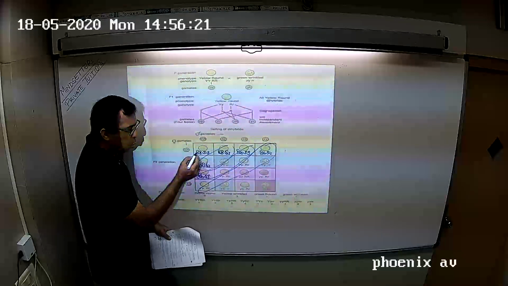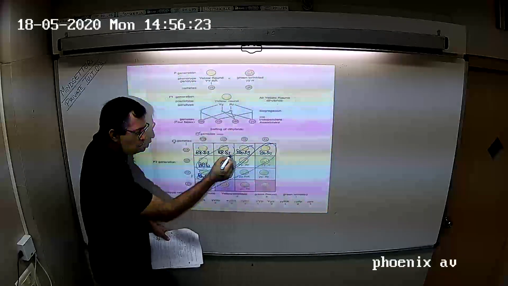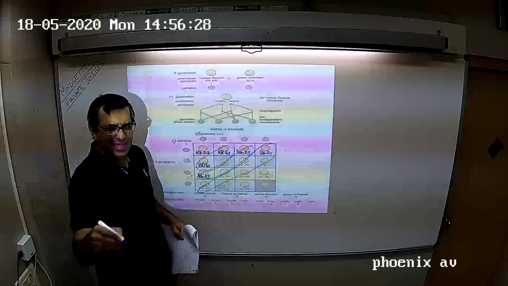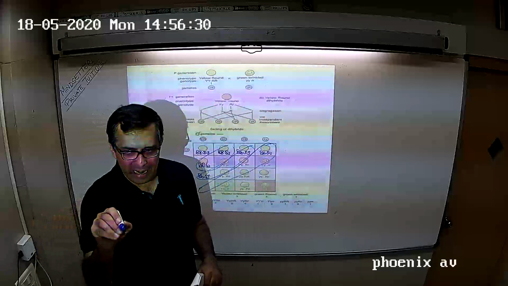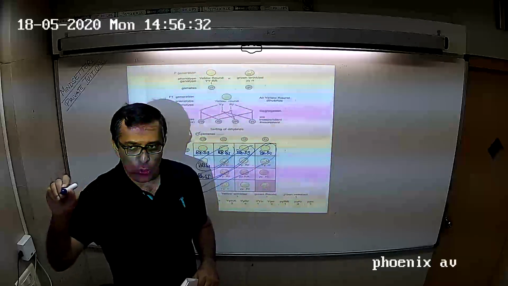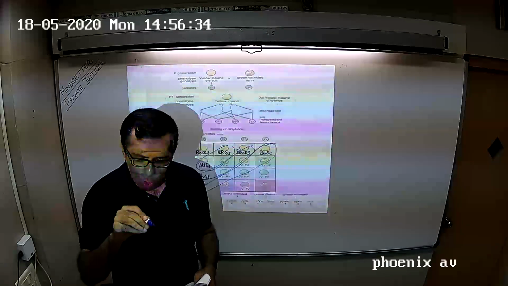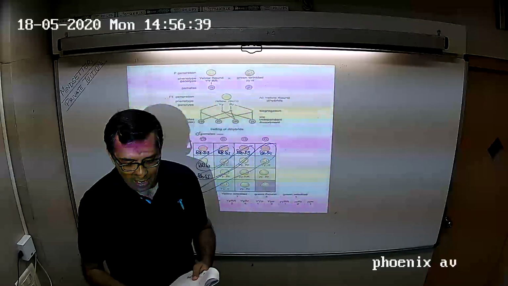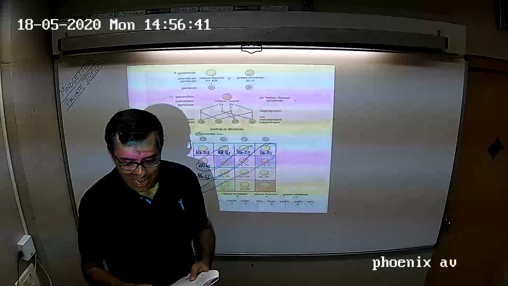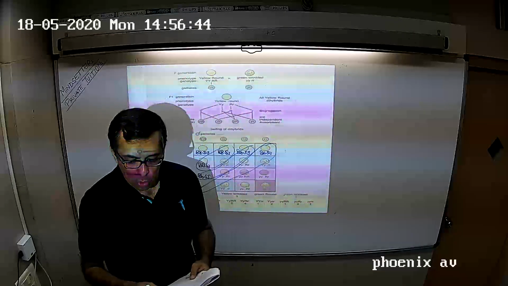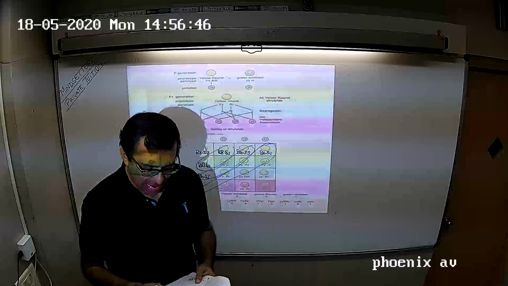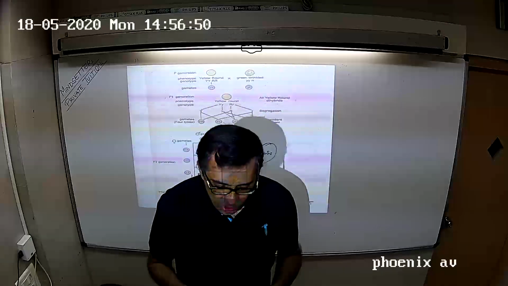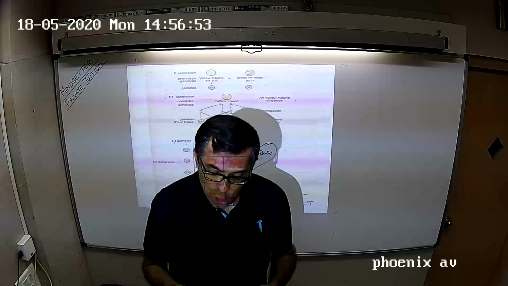So 1:2:2:4. This is exactly like your yellow round, green wrinkled. What is the ratio of yellow round? You have 1:2:2:4. Similarly, here we are having black short hair, 1:2:2:4.